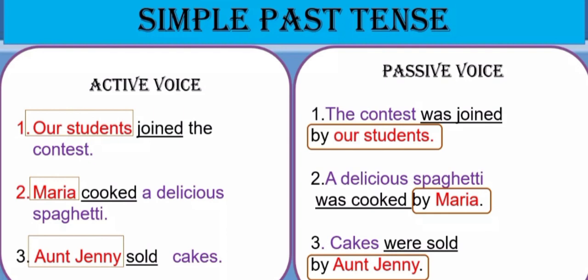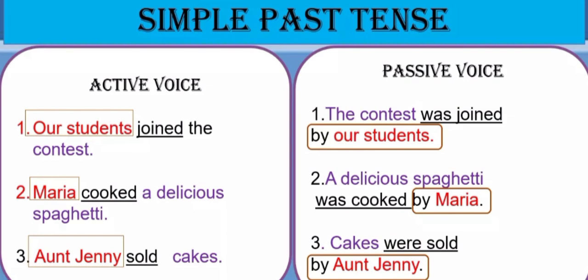We have it there. So again, from after the verb in the active, you start your sentence in the passive. So the contest, okay, was joined because joined is in the past tense. So we have was and then past participle joined by our students. Next, Maria cooked a delicious spaghetti. So we have here a delicious spaghetti was cooked by Maria.